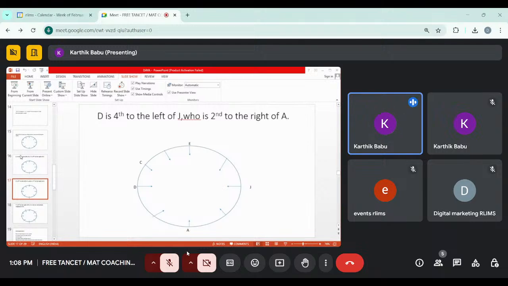Okay. Now D is fourth to the left of J, who is second to the right of A. That is what is given. Okay, now based on this, you see.